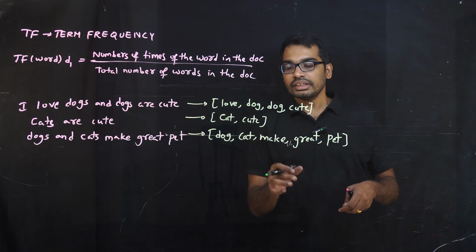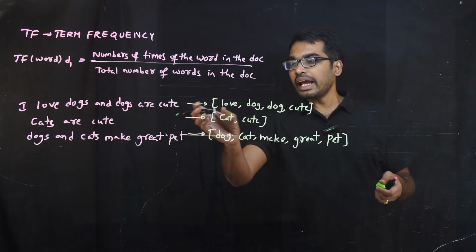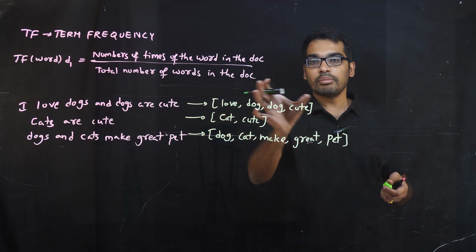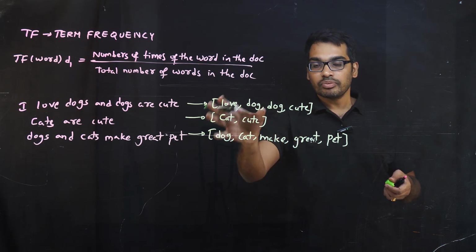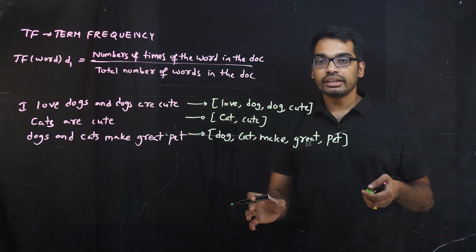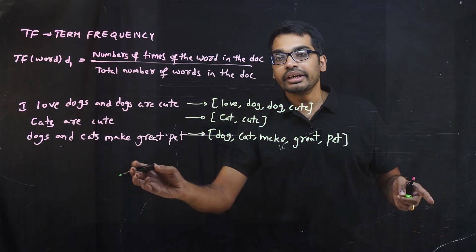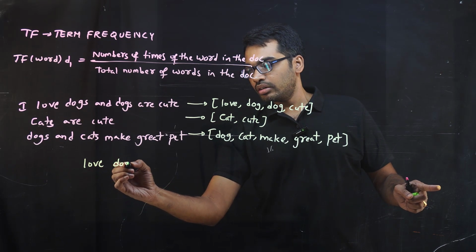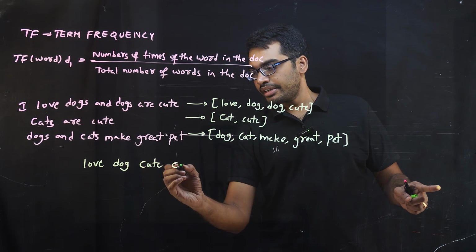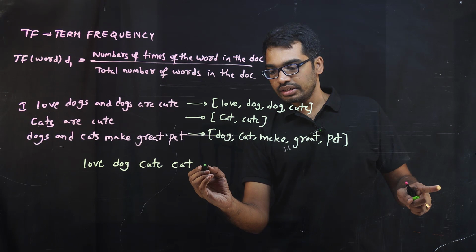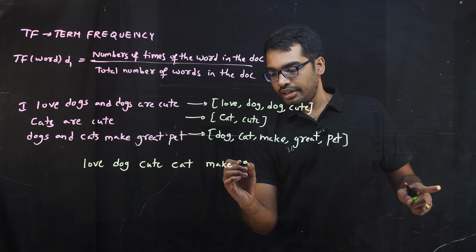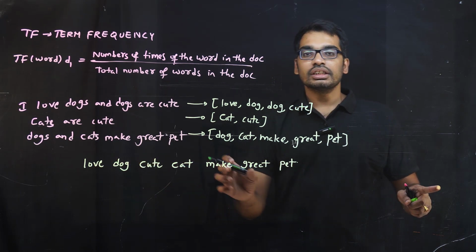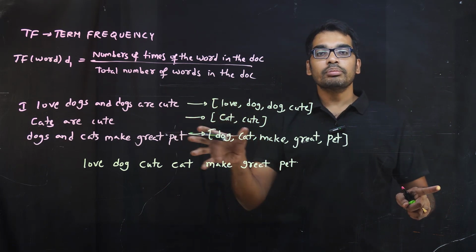Once you have that, you first build a vocabulary. You find all the unique terms and make your own set of vocabulary, and then make them the columns. For example: love, dog, cute, cat, make, great, pet. These are the total unique words in the entire set of documents, here three documents.